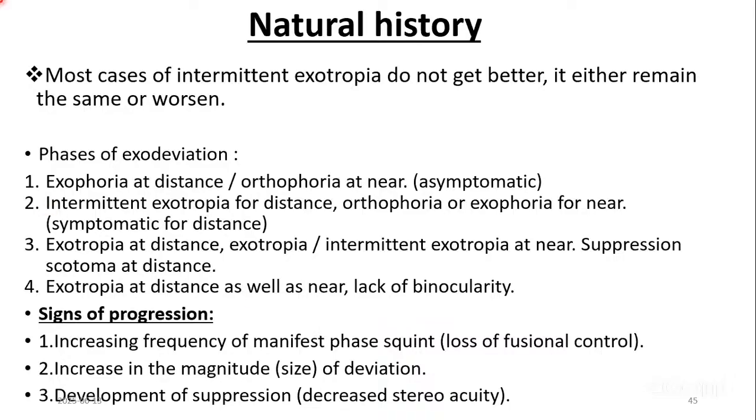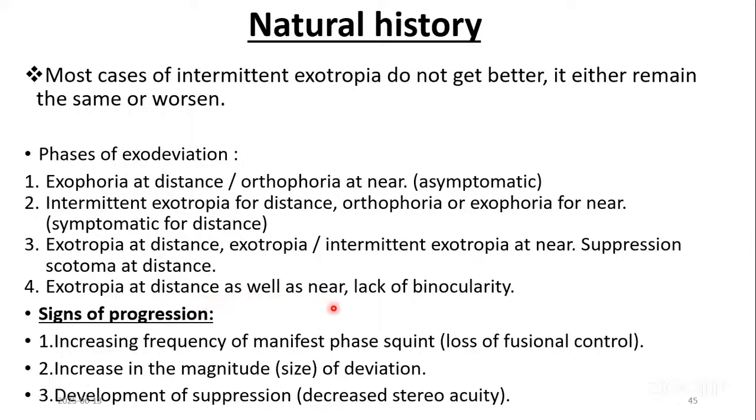Okay. Natural history of intermittent exotropia. Usually the patient will start with orthotropia at near and exophoria at distance. Then it will increase to intermittent exotropia at distance and exophoria for near. Then exotropia at distance and intermittent exotropia at near. Then exotropia at distance as well as near.